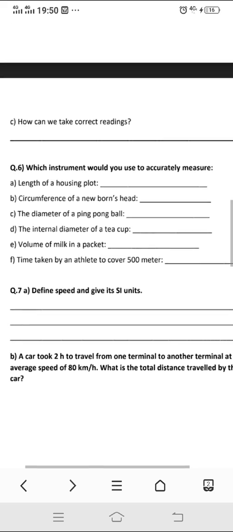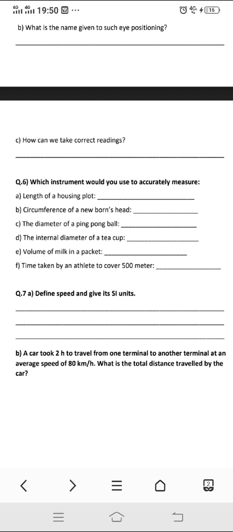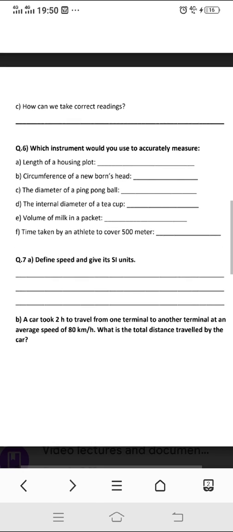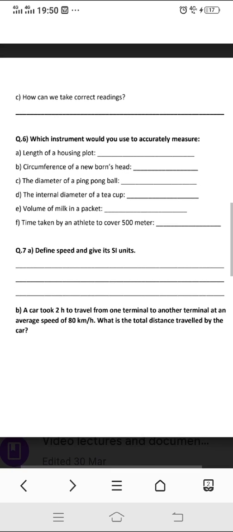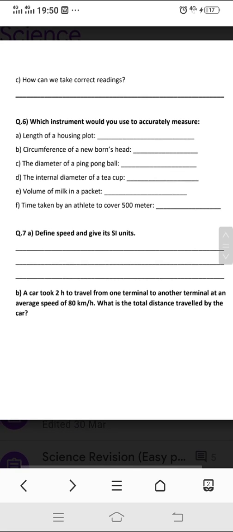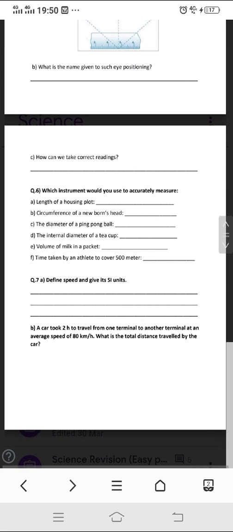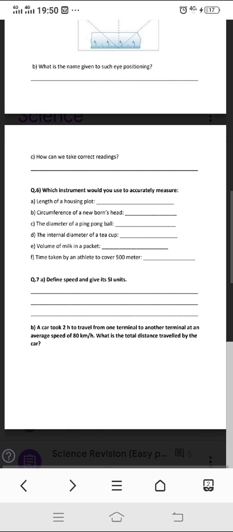Then the diameter of a ping pong ball, so that's small in size, and remember, for diameters we may use the vernier caliper. The internal diameter of a teacup, for that you can again use a vernier caliper using inside jaws. Volume of milk in a packet. So remember, for perfect accurate volumes you may use a burette or a measuring cylinder. Okay, so that's done. Time taken by an athlete to cover 500 meter.